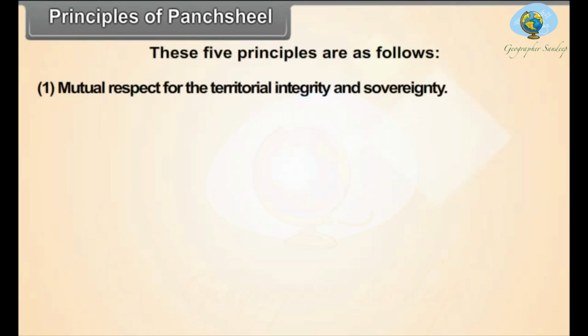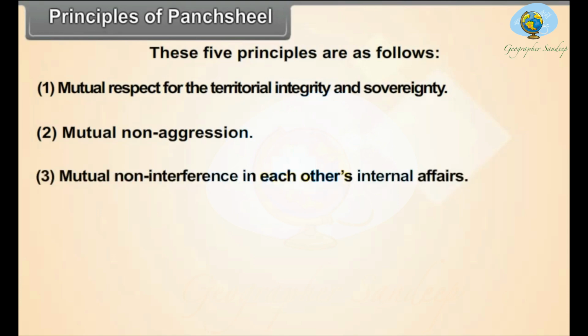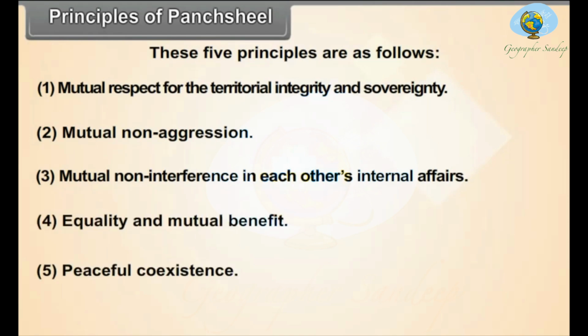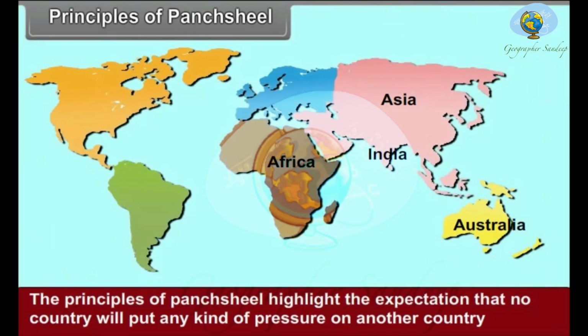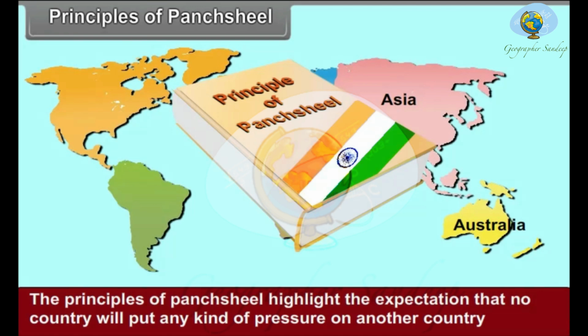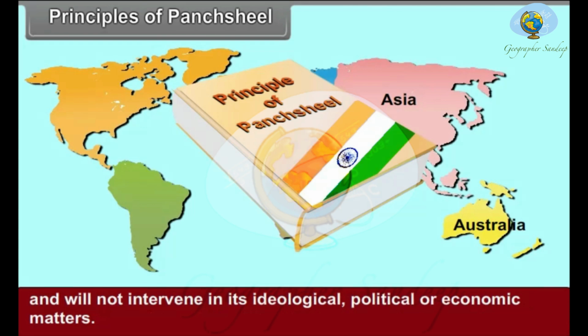1. Mutual respect for the territorial integrity and sovereignty. 2. Mutual non-aggression. 3. Mutual non-interference in each other's internal affairs. 4. Equality and mutual benefit. 5. Peaceful coexistence. The principles of Panchasheel highlight the expectation that no country will put any kind of pressure on another country and will not intervene in its ideological, political or economic matters.